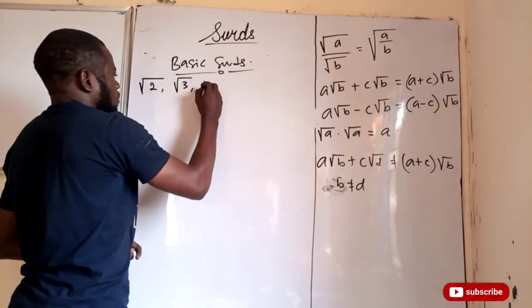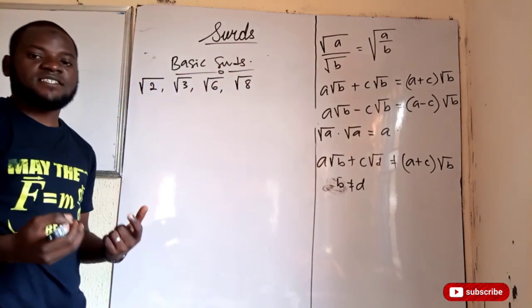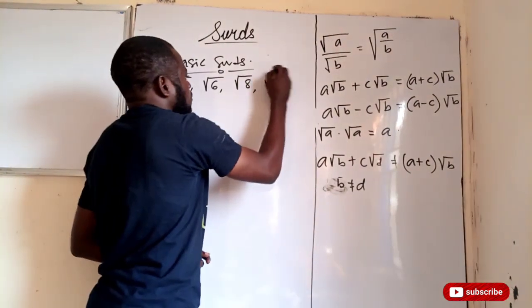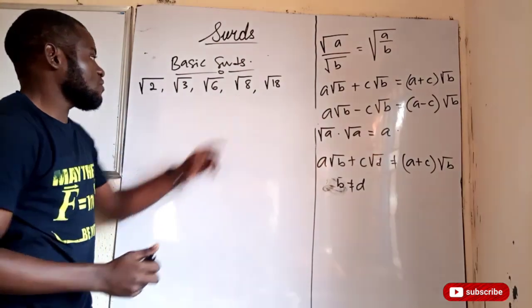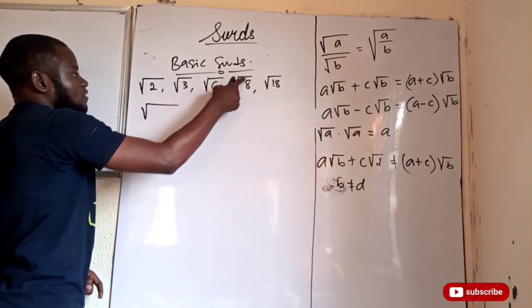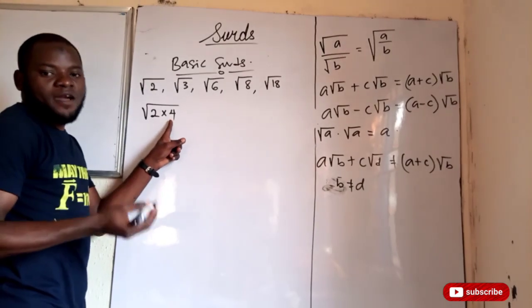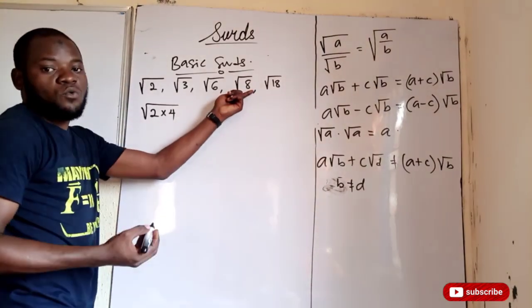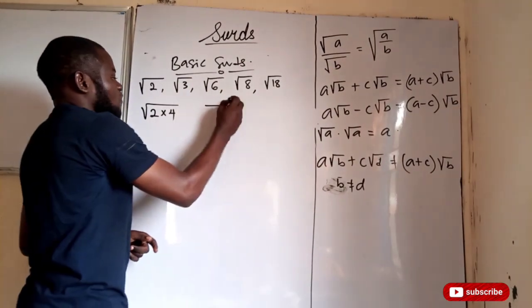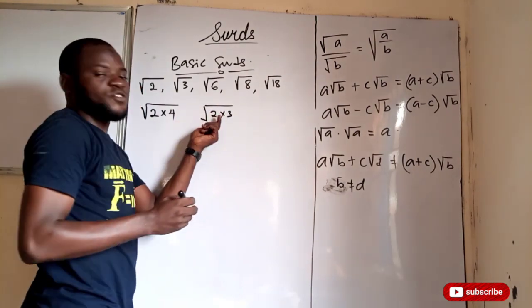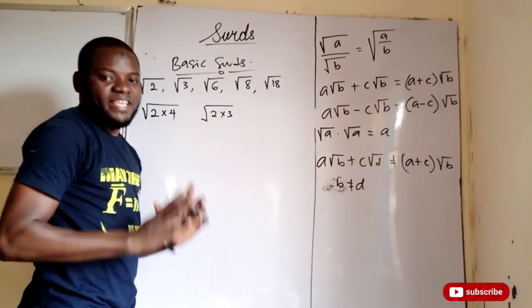That is, if I have something like this, if I have root 2, this is a basic surd. This is also a basic surd. This is a basic surd. But root 8 is not a basic surd. Likewise, root 18 is not a basic surd also. Why? Because root 8 is a product of 2 and 4, and you know 4 has a perfect square. Hence, root 8 cannot be a basic surd. But if you look at root 6, root 6 is a product of 2 and 3. 2 does not have a perfect square. Likewise, 3 does not have a perfect square. Hence, root 6 is a basic surd.